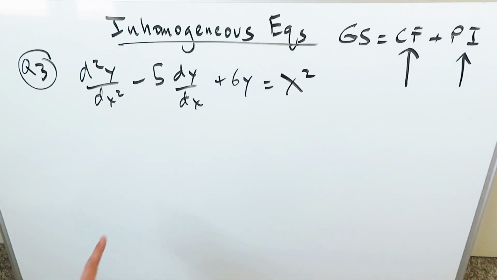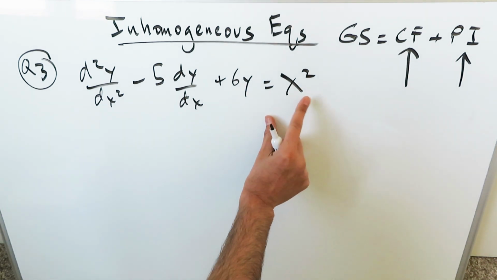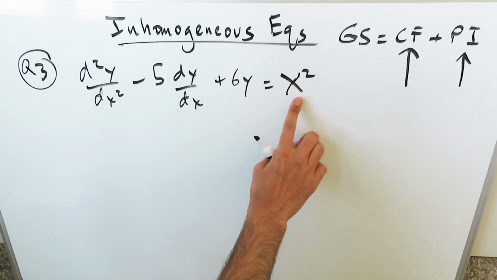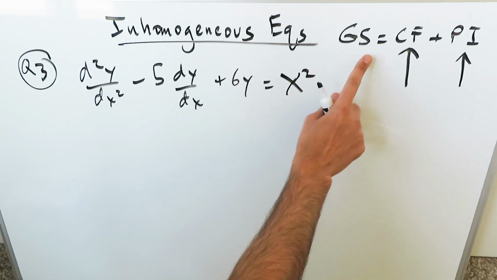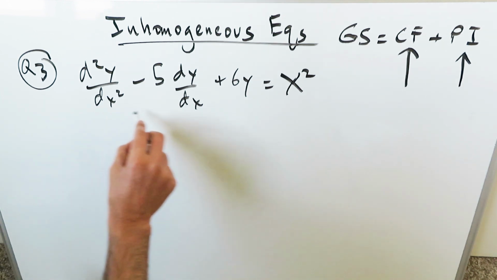Last question for this video, where we have everything the same except our function at the end. This right here is my function component. It's become a quadratic item. We started with a constant, then we went to linear, now we've gone to quadratic. Remember, you're finding your general solution to be equal to your complementary function plus your particular integral. This thing has not changed at all.